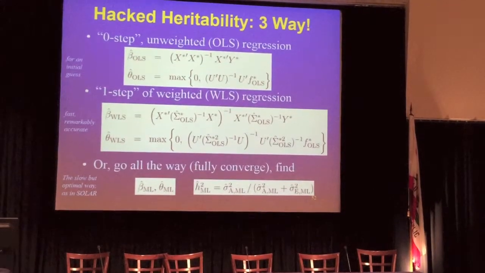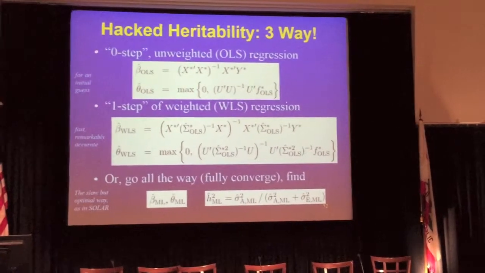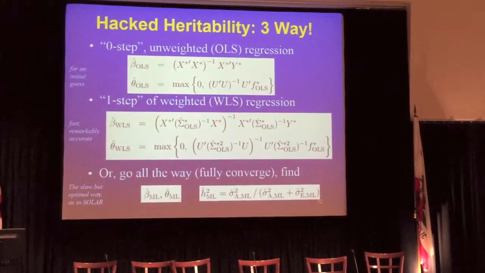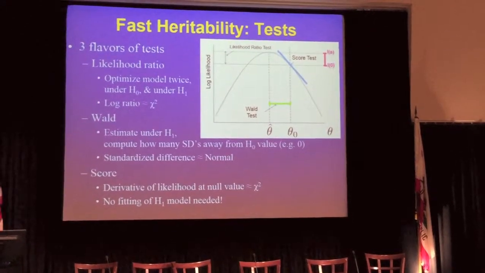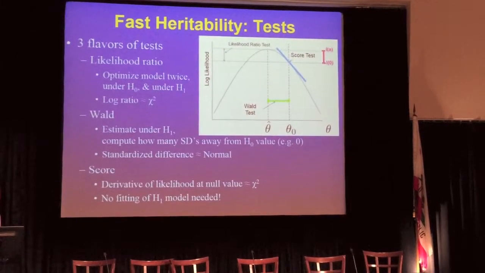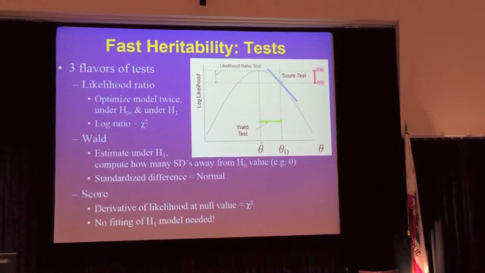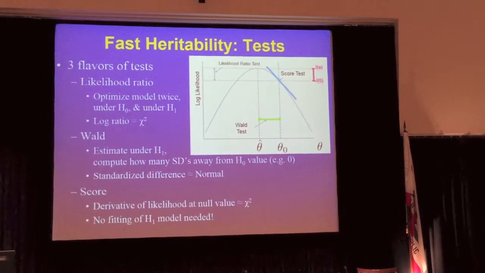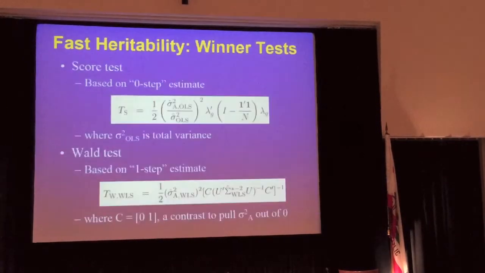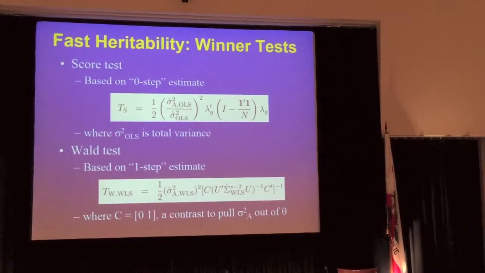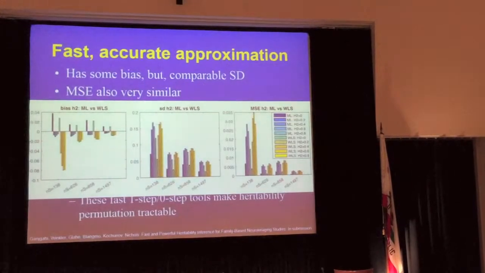So the zero step is basically just unweighted Newton regression. One step is weighted least square regression. Or we can go all the way and get a fully converged estimate. Again, here we can do a fast heritability test, in 3 flavors: either likelihood ratio, which is the optimized one, or Wald ratio, which again is fairly optimized, or just derive a simple score. This is the test that Tom needs to explain, because I don't quite understand it.